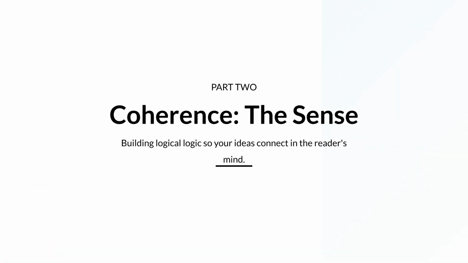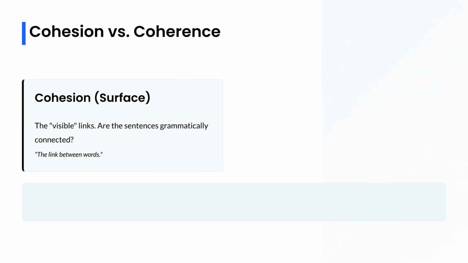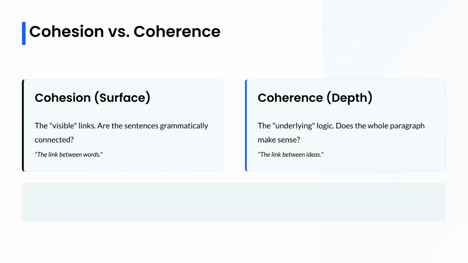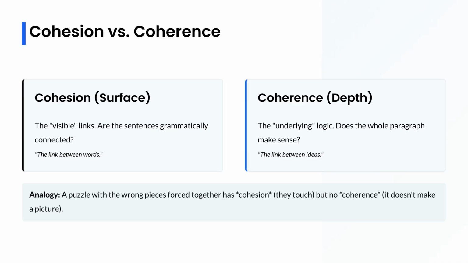Now we move to part 2, coherence, the sense. This section focuses on building logical structure so your ideas connect meaningfully in the reader's mind. Cohesion is surface level, the link between words. Coherence is depth, the underlying logic, ensuring the whole paragraph makes sense. Think of the analogy. A puzzle with the wrong pieces has cohesion, but no coherence.